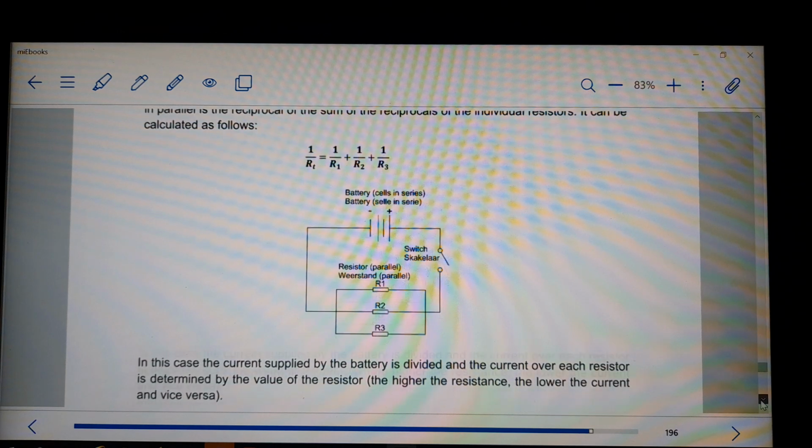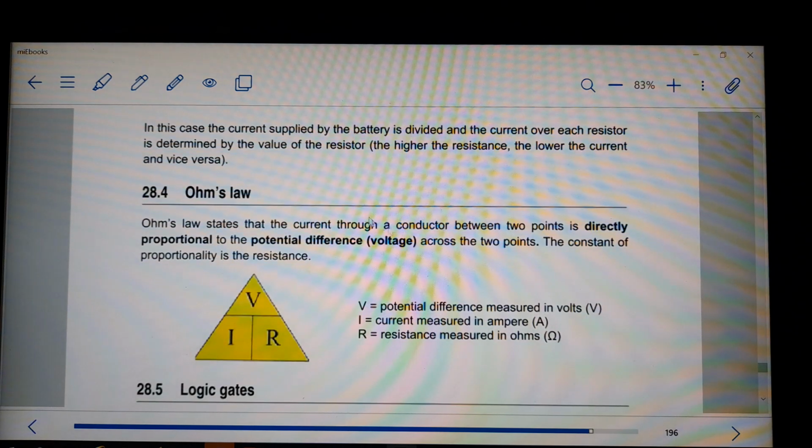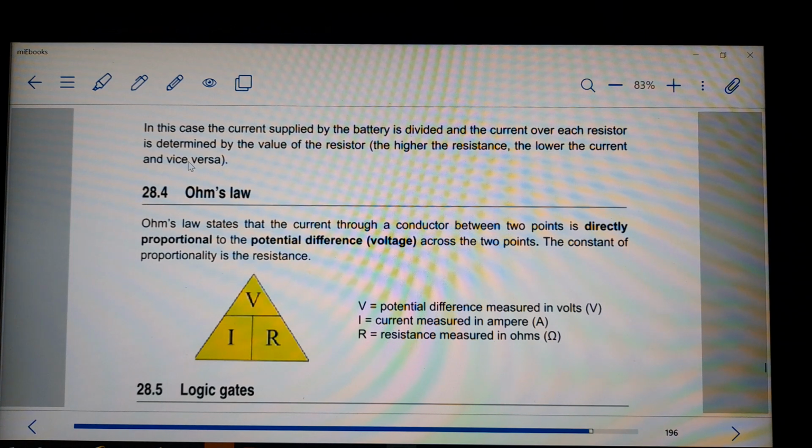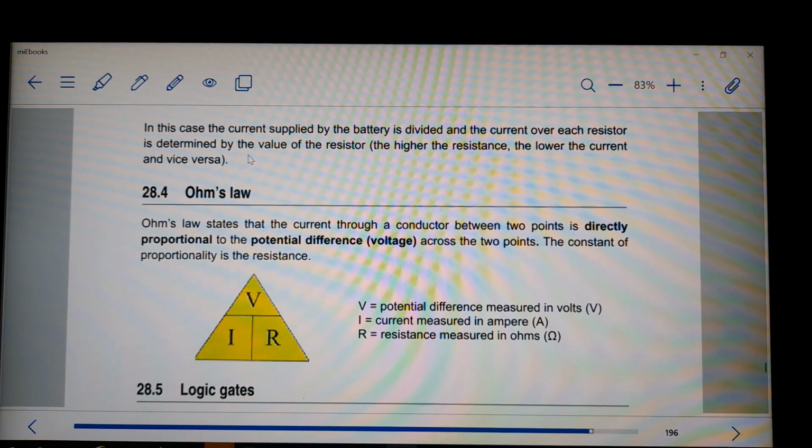We use the reciprocal. In this case, the current supplied by the battery is divided and the current over each resistor is determined by the value of the resistor. The higher the resistance, the lower the current. You remember we said current and resistance are opposite. The higher the resistance, the lower the current. The higher the current, the lower the resistance.